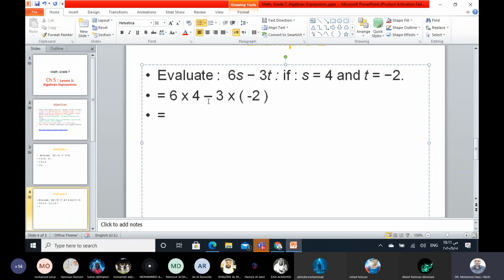We have multiplication, we have minus, we have multiplication, the order is the first multiplication. 6 times 4 will be 24, minus. Now here, as you see, we have minus 3 times minus 2. Now, minus times minus will be plus. 3 times 2 will be 6. Now, we have addition here. 24 plus 6 will be 30.